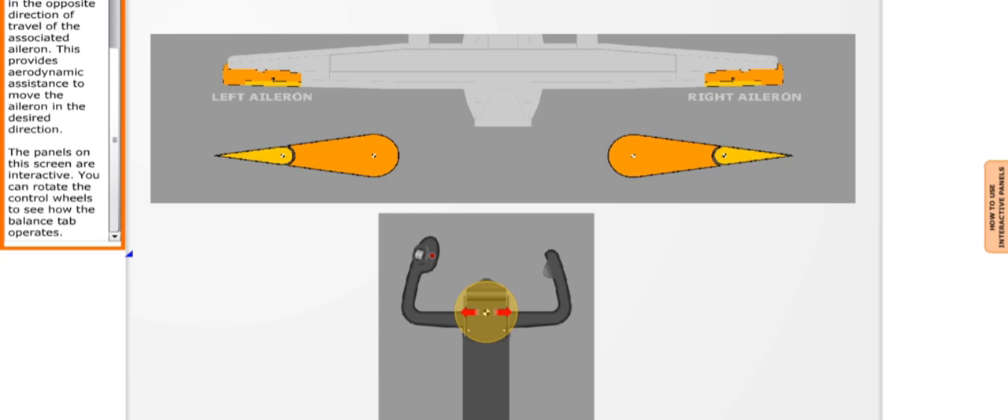The panels on this screen are interactive. You can rotate the control wheels to see how the balance tab operates.